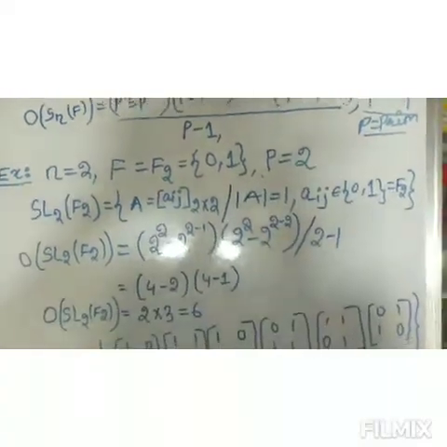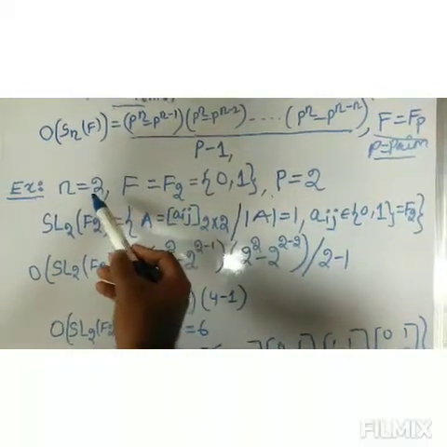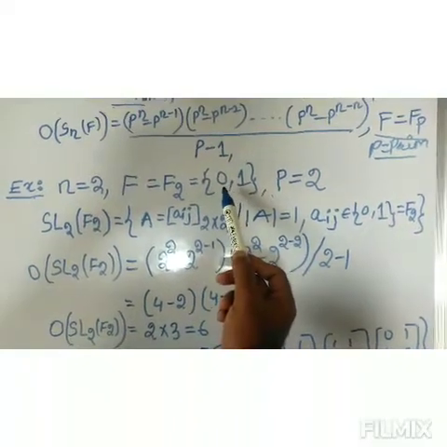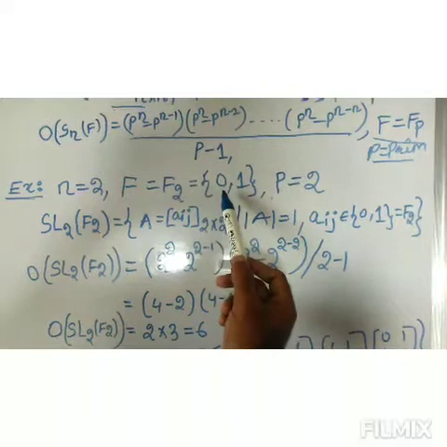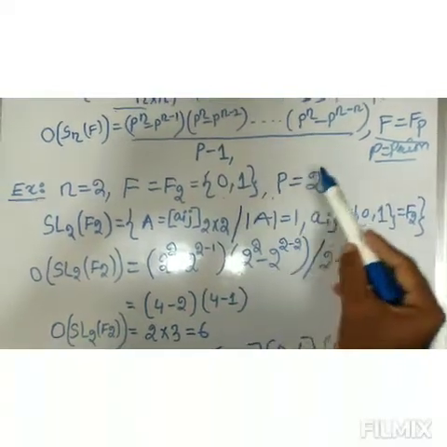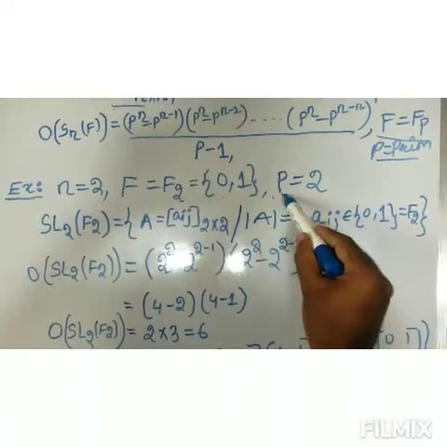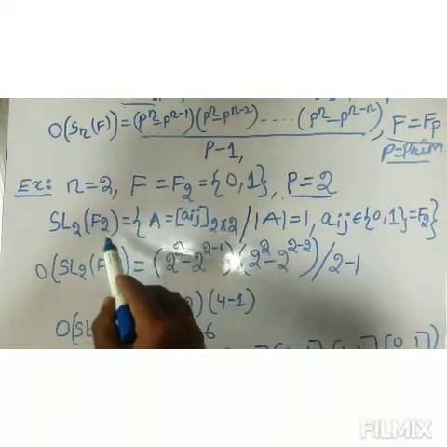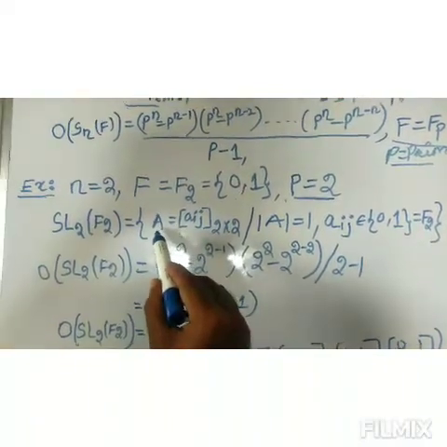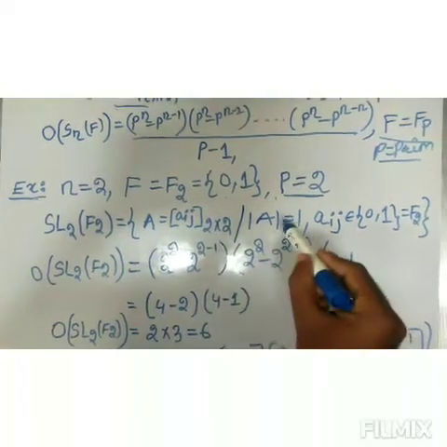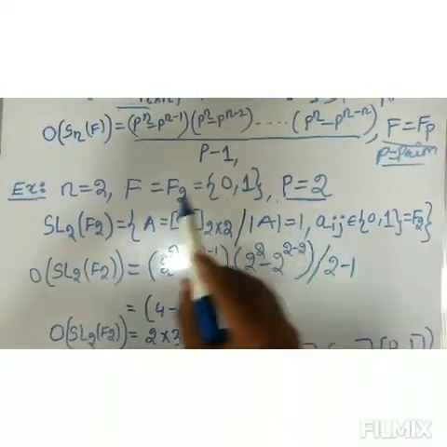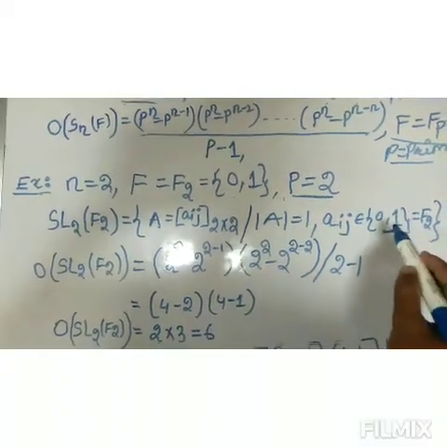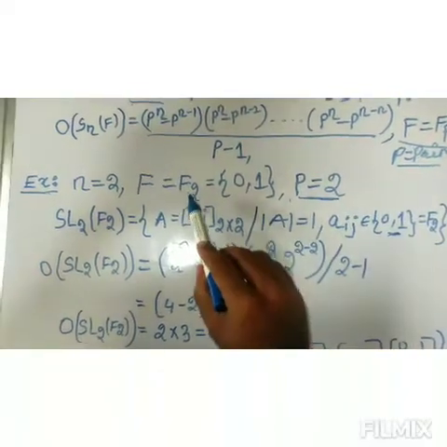Let us see an example. Here I am taking the order n equal to 2, and the field F_2, where F_2 is equal to {0, 1} and p is 2, a prime number. So SL_2(F_2) is the set of all 2 by 2 matrices with determinant 1 and whose elements are 0 and 1. So this is a particular case.